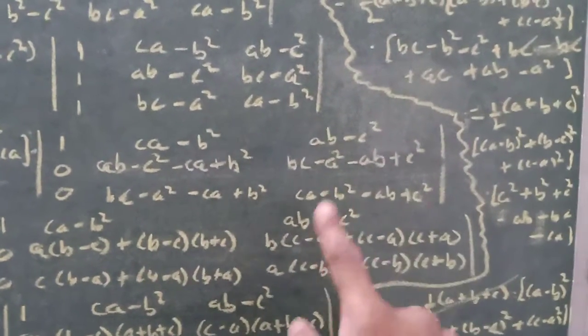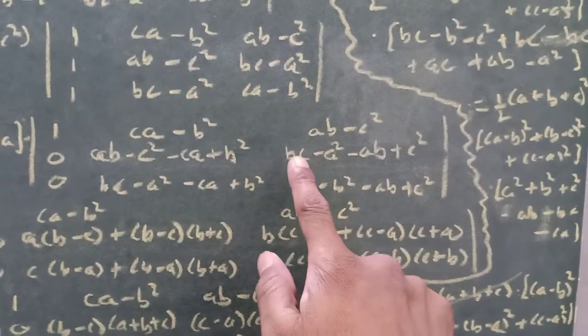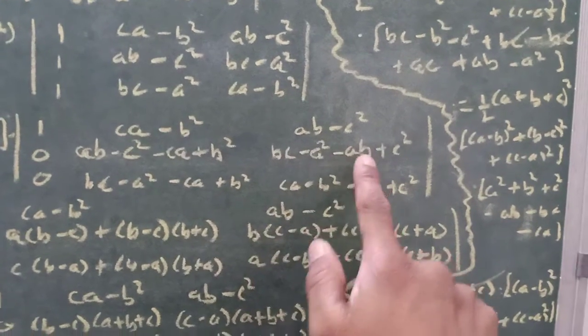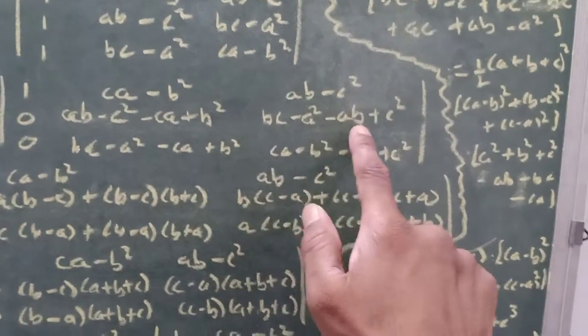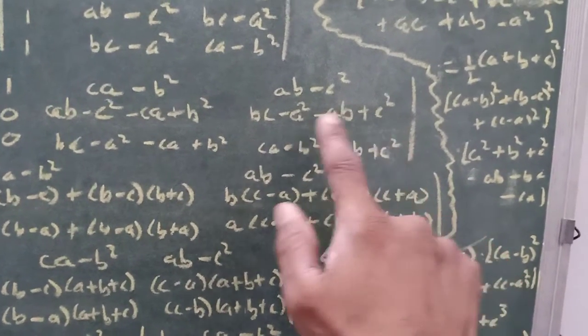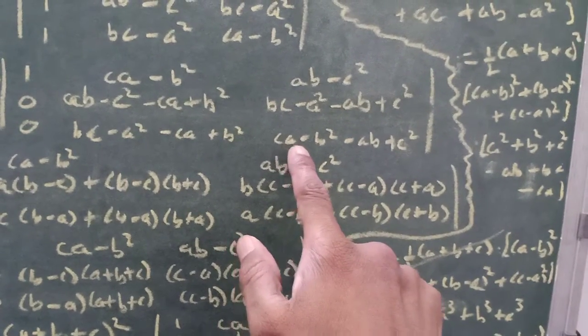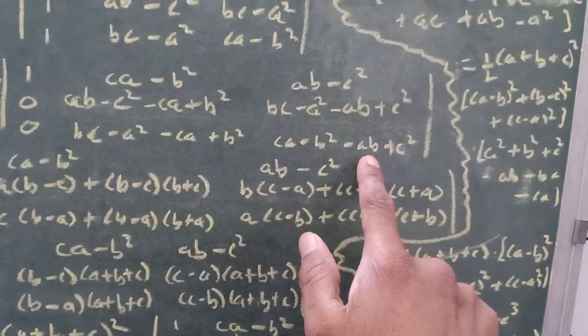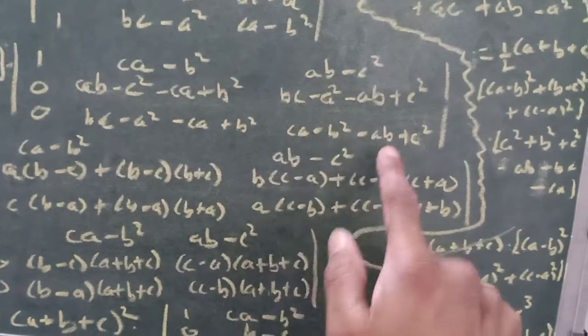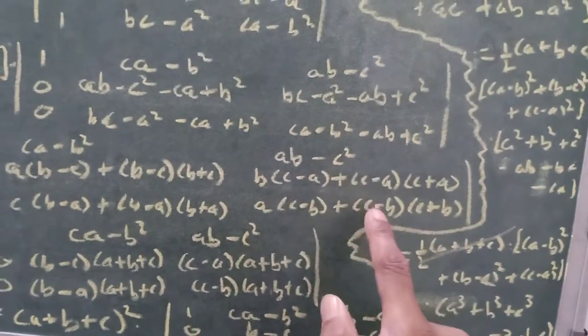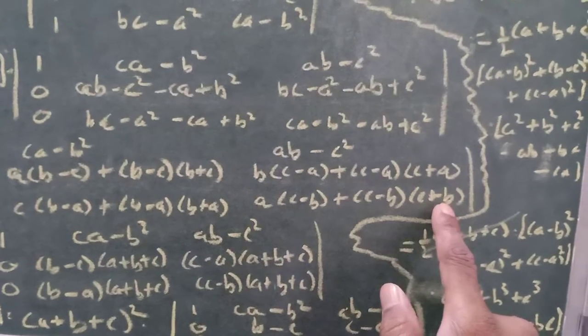Same way in the third column, the first element as it is. In the second element, from BC minus AB, taking B common, we get C minus A plus C square minus A square, which becomes C minus A into C plus A. Same way in the third element, from CA minus AB taking A common, we get C minus B plus C square minus B square, which becomes C minus B into C plus B.